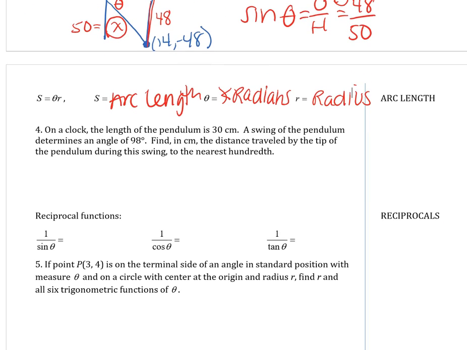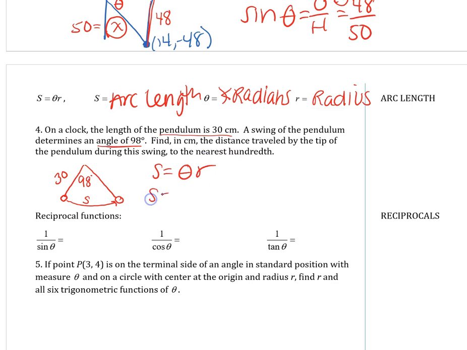So on a clock, the length of a pendulum is 30 centimeters. The swing of it determines an angle of 98 degrees. Find the distance traveled by the tip of the pendulum in the swing to the nearest hundredth. So here's my pendulum that is 30 centimeters long and it's swinging. It says the angle it swings is 98 degrees and I want to know how far the tip traveled, so that's S.